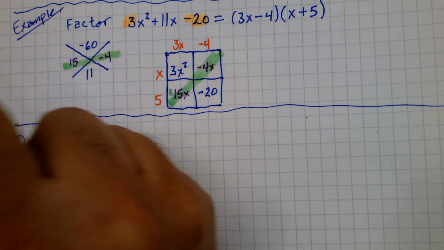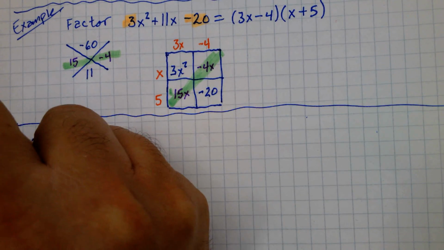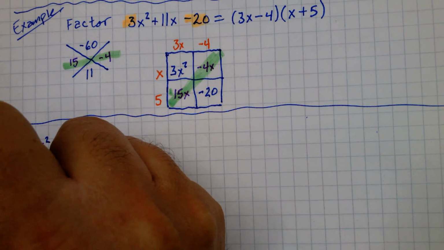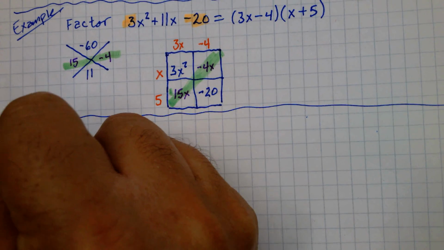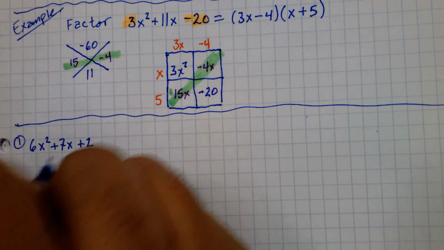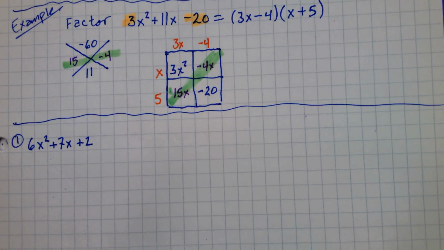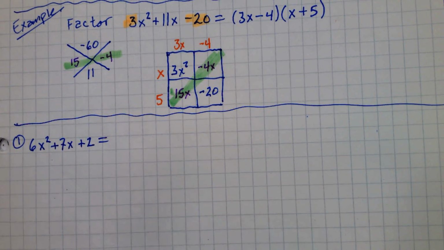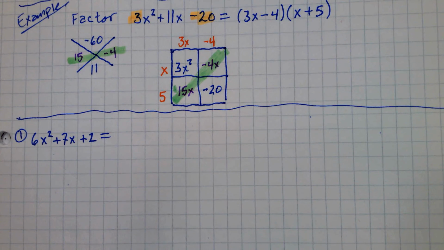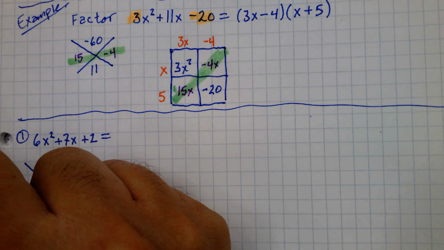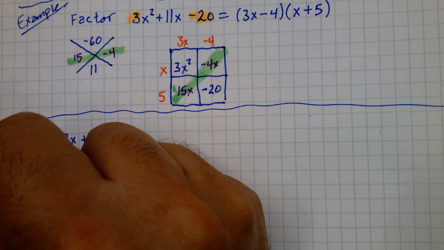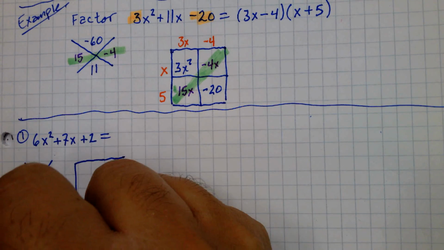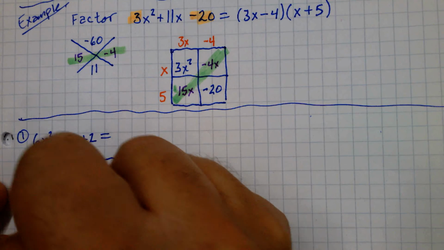Let's factor 6x squared plus 7x plus 2. I'm sorry, plus 2. Okay. So we're going to factor that, see what it breaks up into. So I know I'm going to need a diamond problem or an X problem, and I know I'm going to make a box. So I'm going to just have these ready.